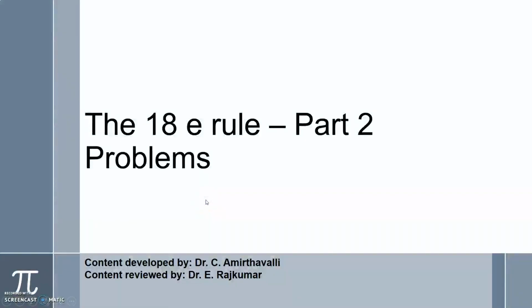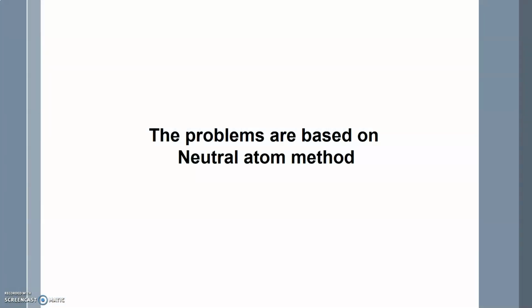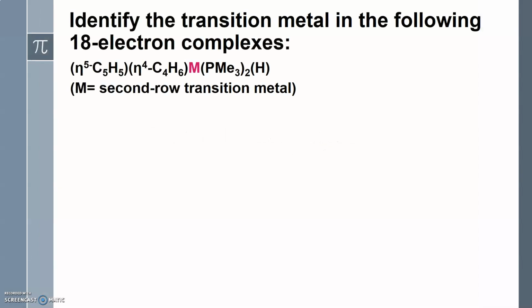Hi everyone. In this video, we are going to learn how to apply the 18 electron rule to solve problems. The problems discussed in this video are based on the neutral atom method. Identify the transition metal in the following 18 electron complexes. We are going to discuss 3 complexes here.